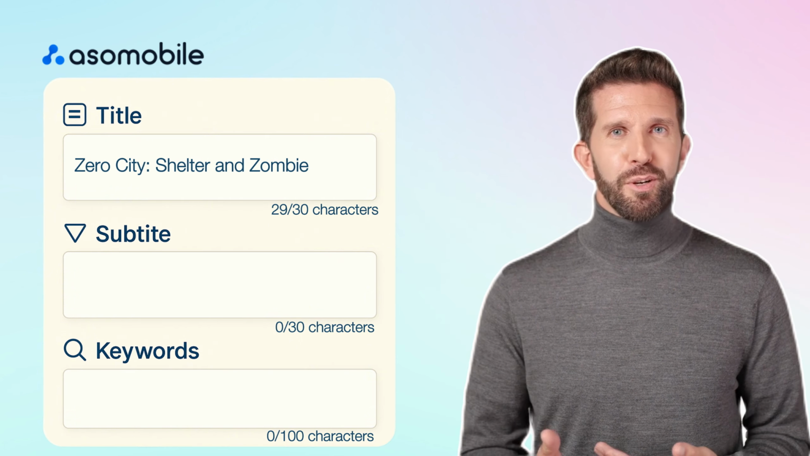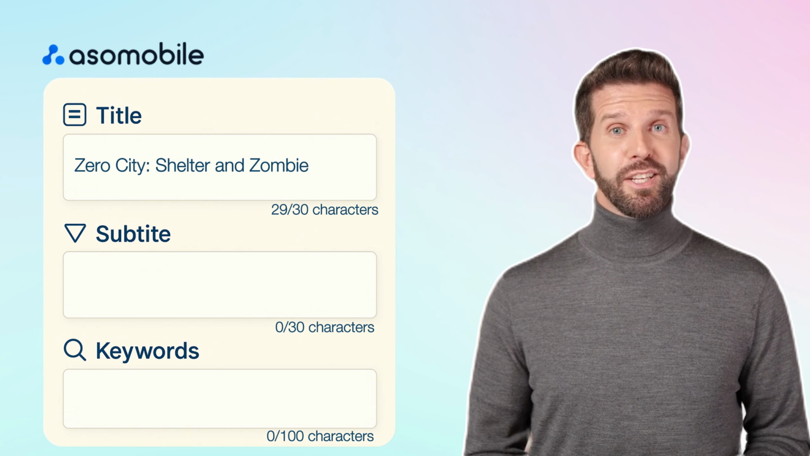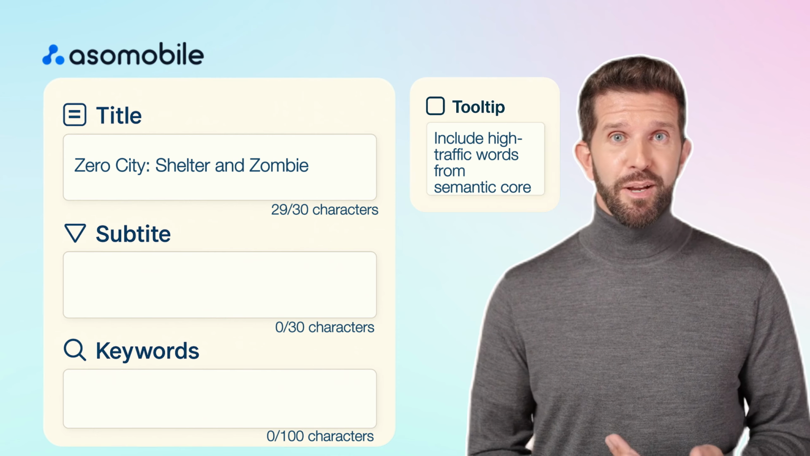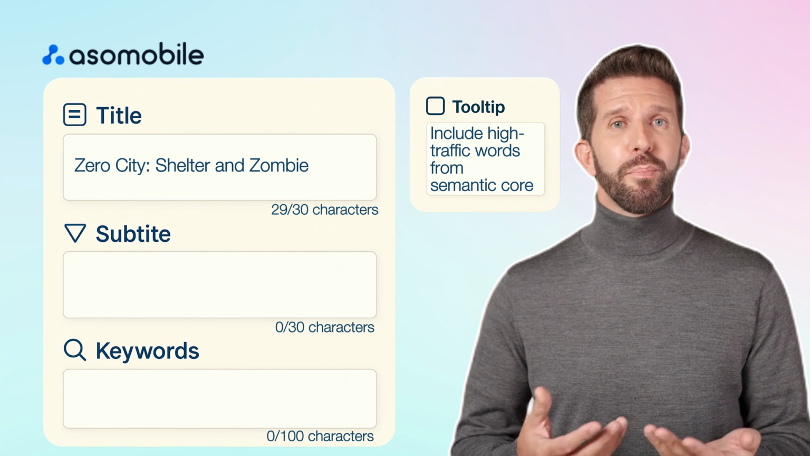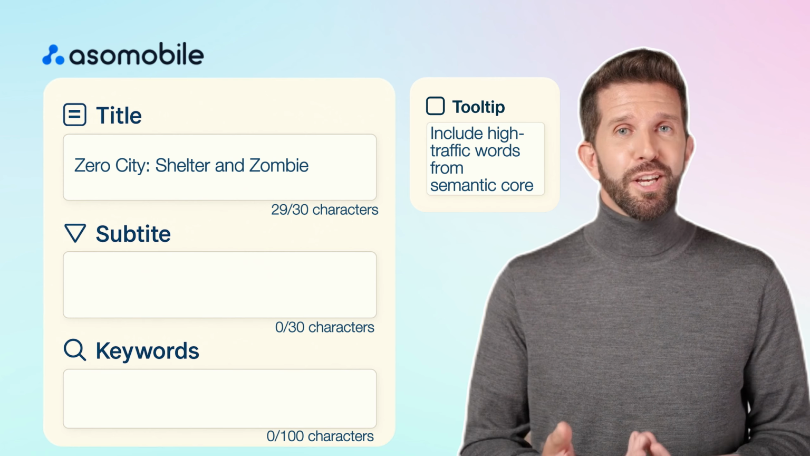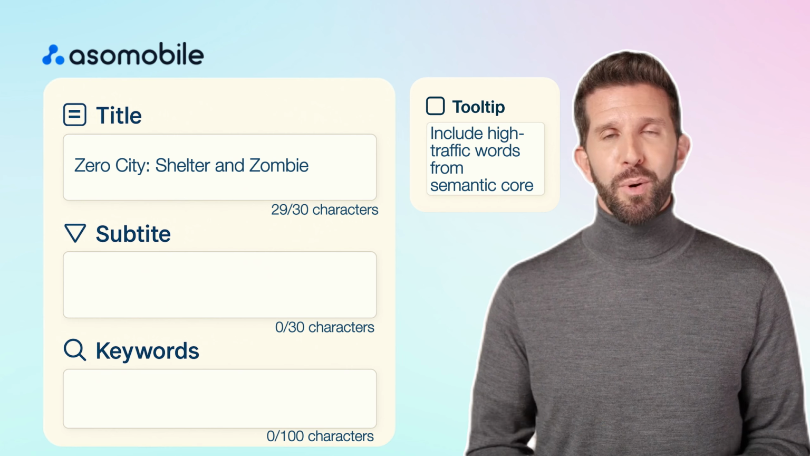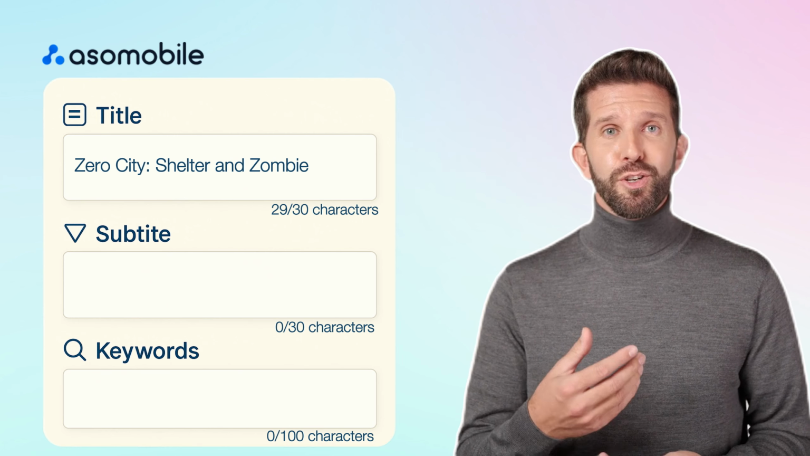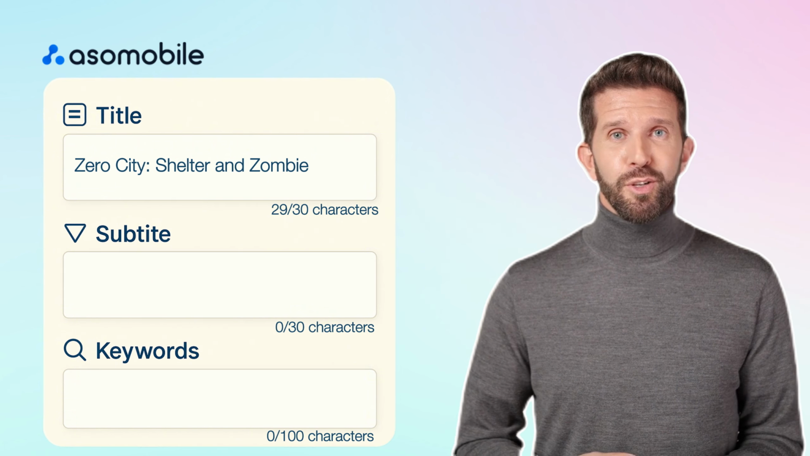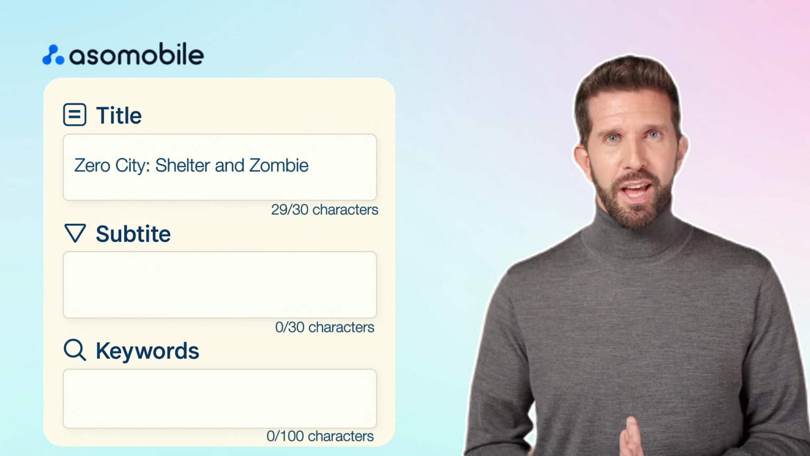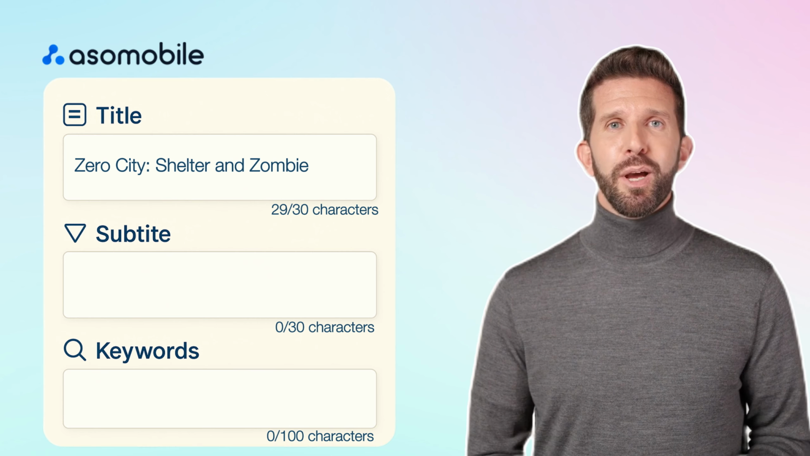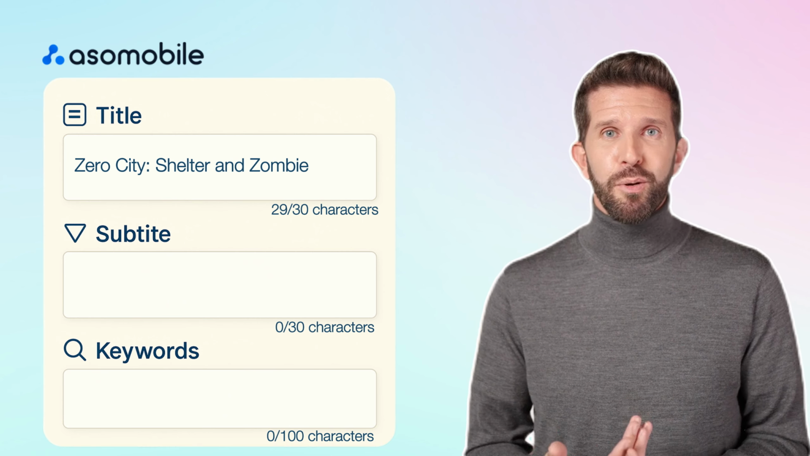Title is the most visible and powerful field. Ideally, you plan your app name with keywords in mind. But even if the game's title is fixed, use any remaining characters to include your highest volume keywords. Use keywords from your semantic core, prioritizing those with high search traffic. Example: title, Zero City, Shelter, and Zombie. 29 out of 30 characters used. This includes shelter and zombie, which are high traffic terms.